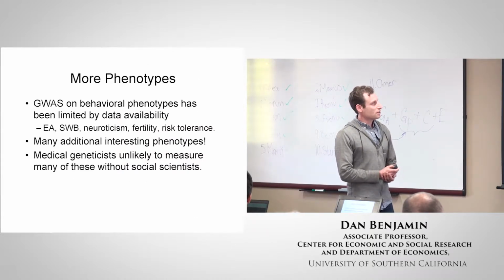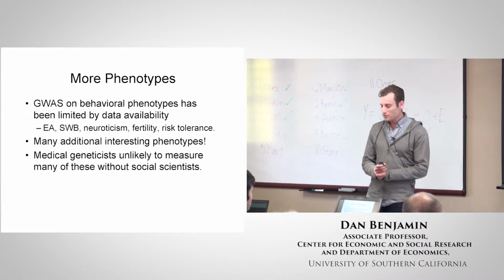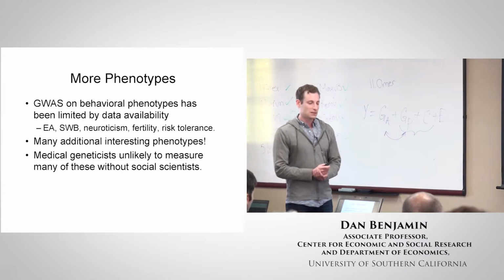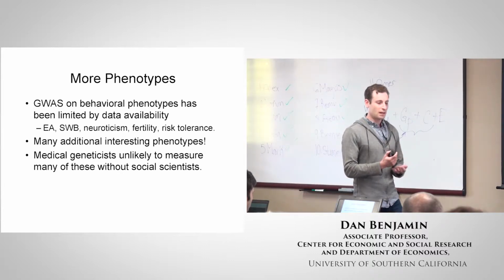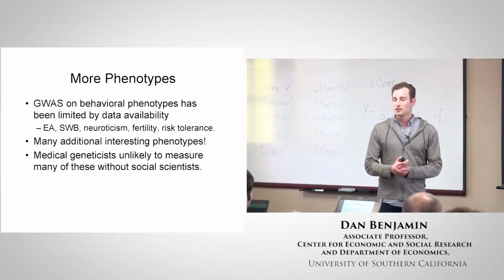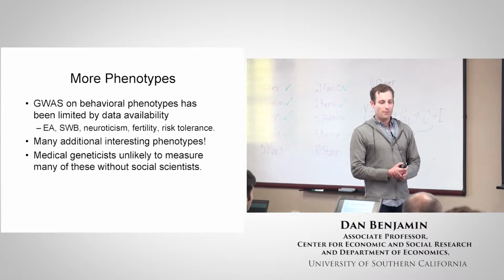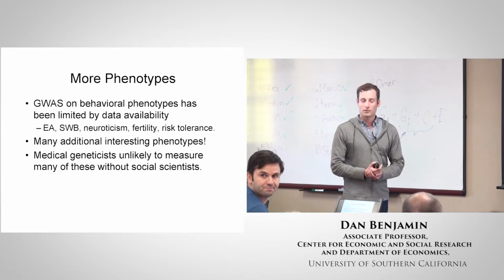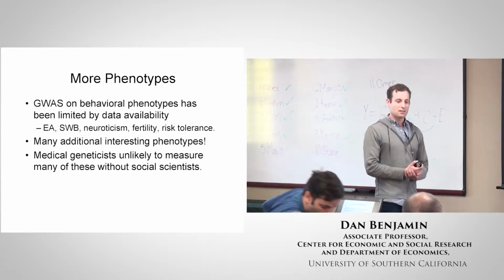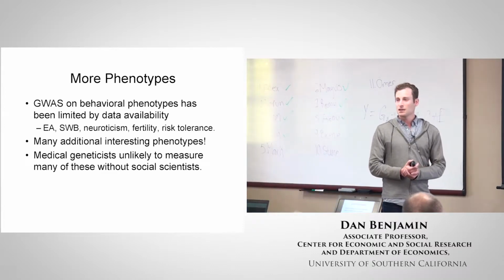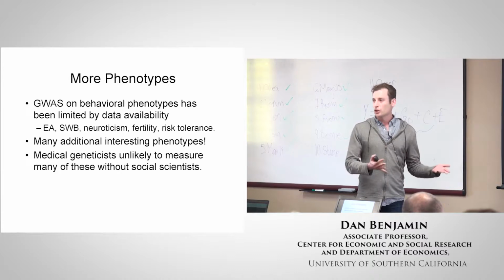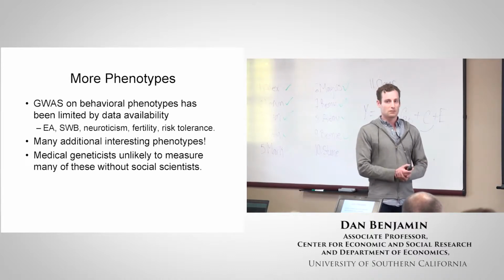I think that until now, the main constraint on our ability to learn more about the genetics of behavioral traits has been lack of available genetic data. But that's changing. The genetic data are now becoming widely available. And I think the constraint is becoming instead the lack of availability of phenotypic data in the large genotype samples that are available.